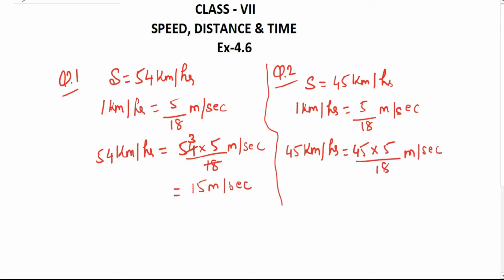Now you know that 3 6s are 18, 3 1s are 3, 3 5s are 15. Now again it is going to cancel. 3 5s are 15, 3 2s are 6. So now you can write down 5 5s are 25 by 2 meter per second, or if you are going to convert it into decimal, this will become 12.5 meter per second.